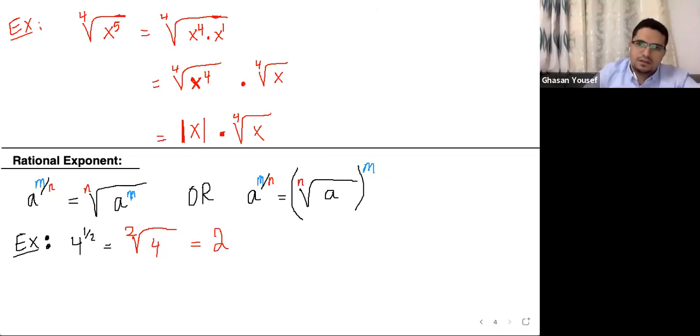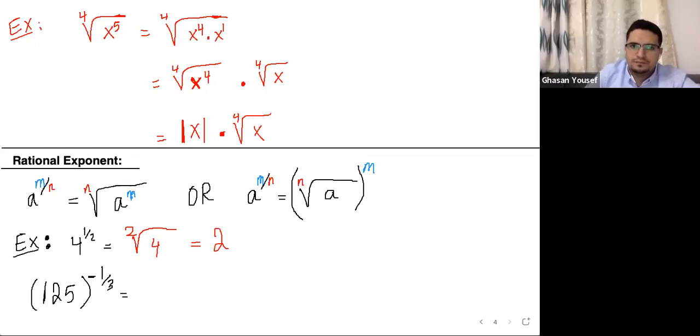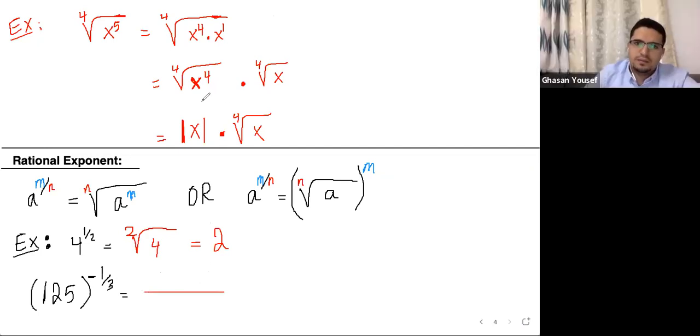Okay, another example is 125 to the power minus 1 over 3. What is the answer? Same idea as before. Which root is this? Here I have a minus. What is the meaning of minus? Like I said before, yes, this is correct. The minus means I have to put this in the denominator. So this is equal to 1 over 125 to the power 1 over 3.